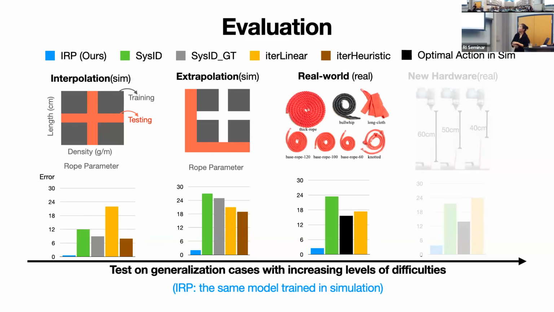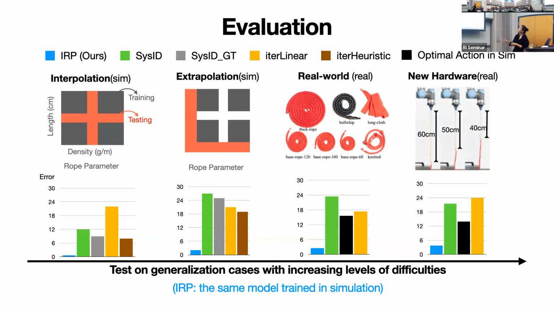And also we test on different real-world ropes with very different physical properties. And then finally, we also test with a robot with different hardware embodiments by basically changing the length of the robot's last link. If you change the robot's last link, it basically changes all the mappings between the action and its effects, and that really forces the system to adapt online.